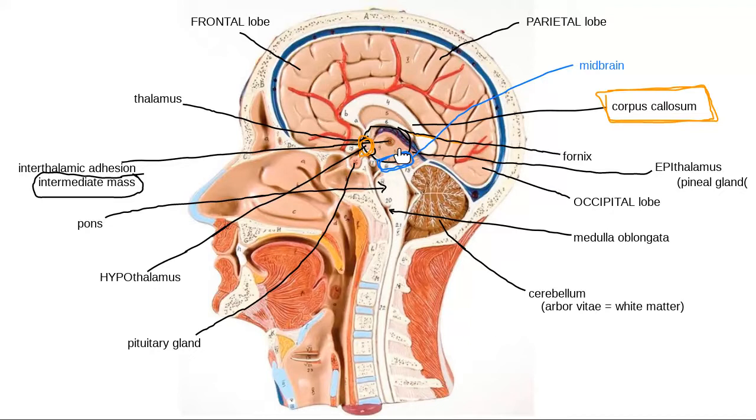Other than the meninges, was there anything else we were supposed to label on here? Because I want to talk about the corpora quadrigemina. Okay, to do that, I'm actually probably gonna clear my screen because I've got so much mess going on.